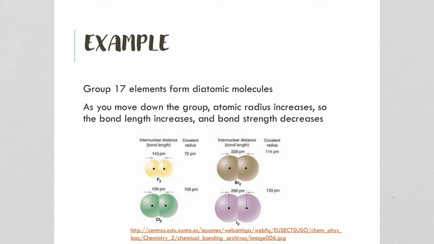So if we look here, you can see that the radius, or the bond length, for fluorine is 143, it's 199 for chlorine, 228 picometers for bromine, and then 266 picometers for iodine. So these are successively longer, and because of that, the strength of those bonds gets weaker and weaker.